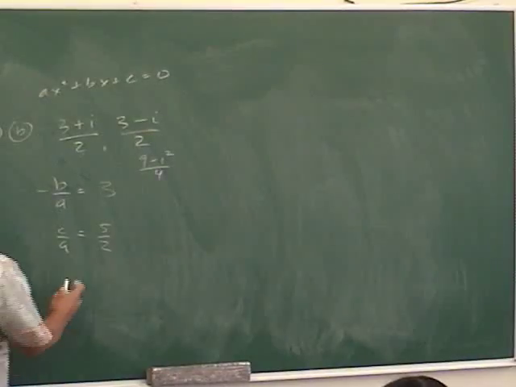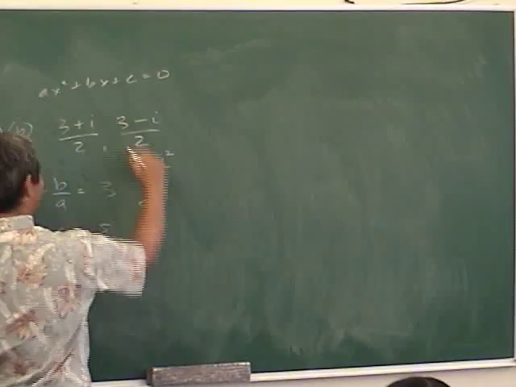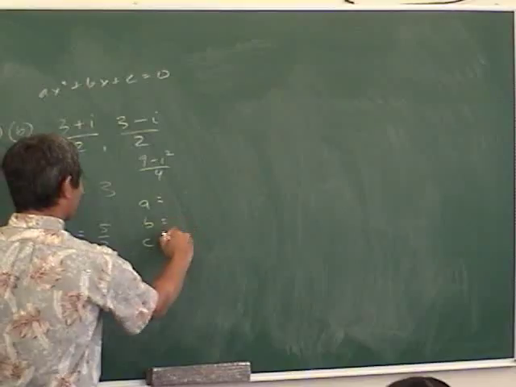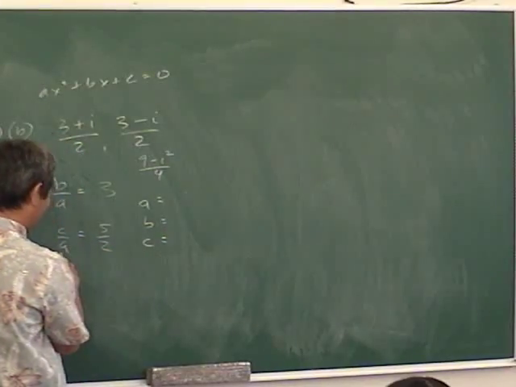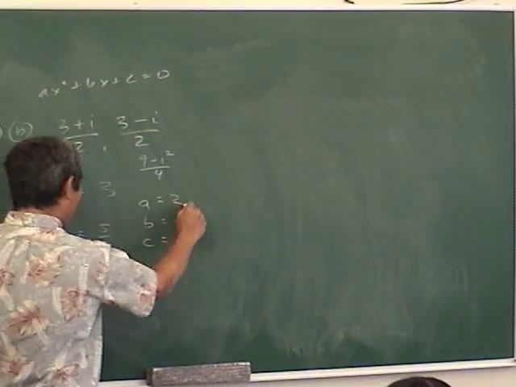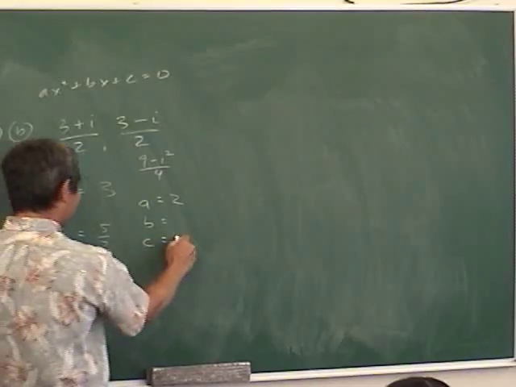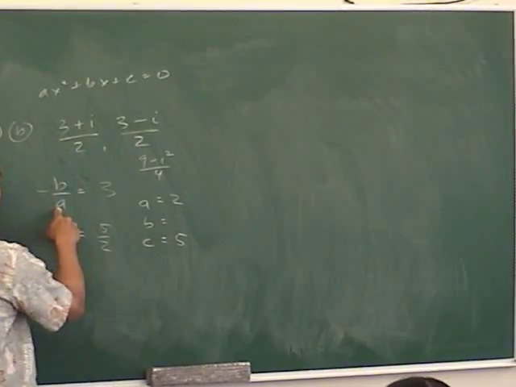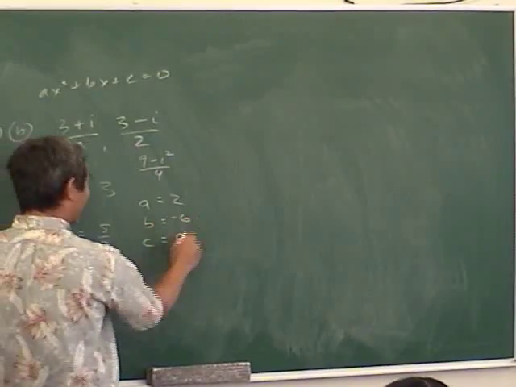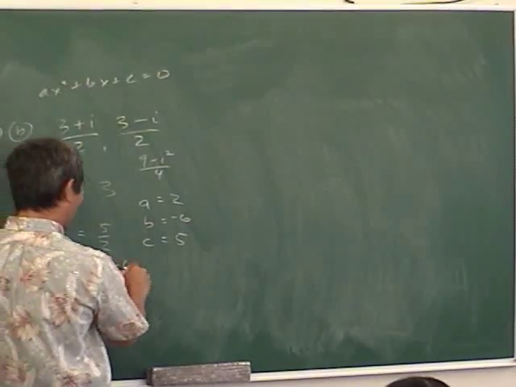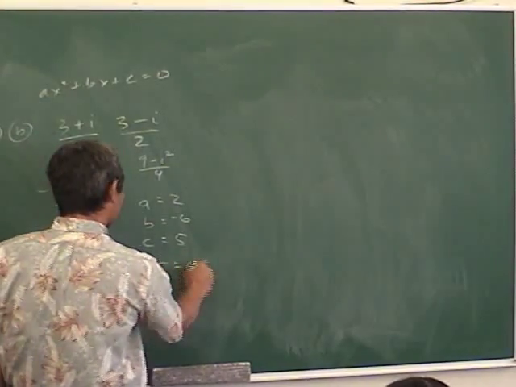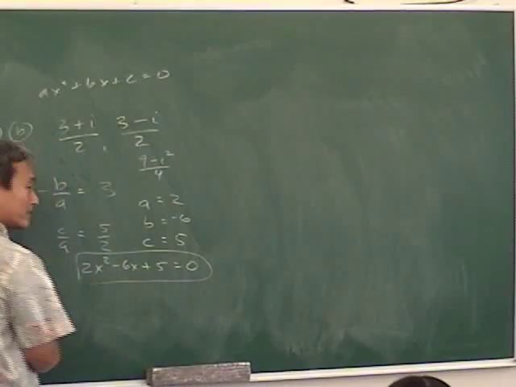Okay, so we need to find the values of A, B, and C. Now look at the numbers that you have here. What would be a good number to let A equal to? 2. If A is 2, C would be 5, right? If A is 2, what is B? Negative 6. Therefore, the quadratic equation is 2x squared minus 6x plus 5 equals 0. Box that, that's the answer.